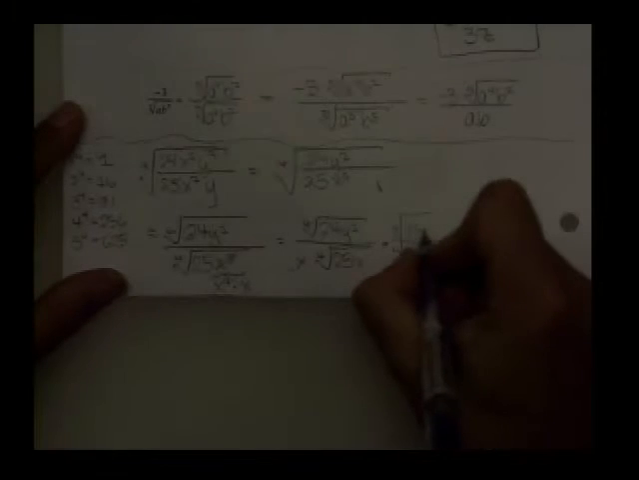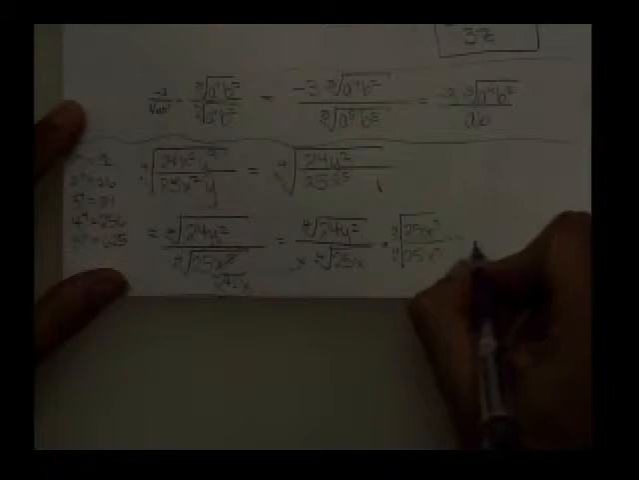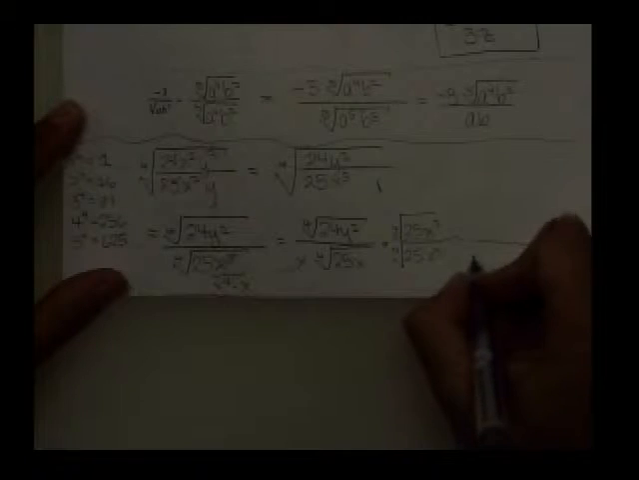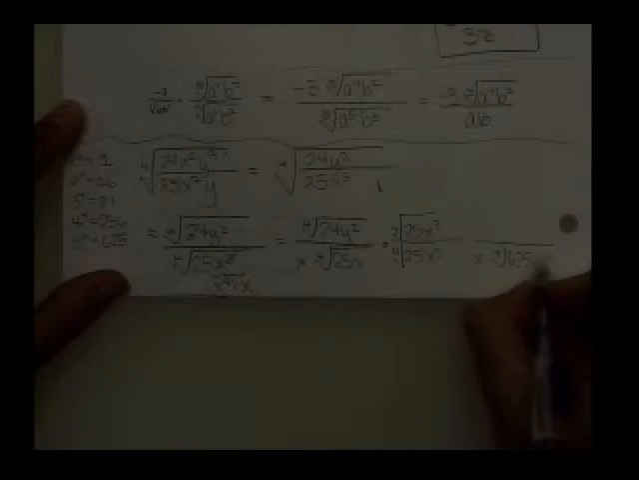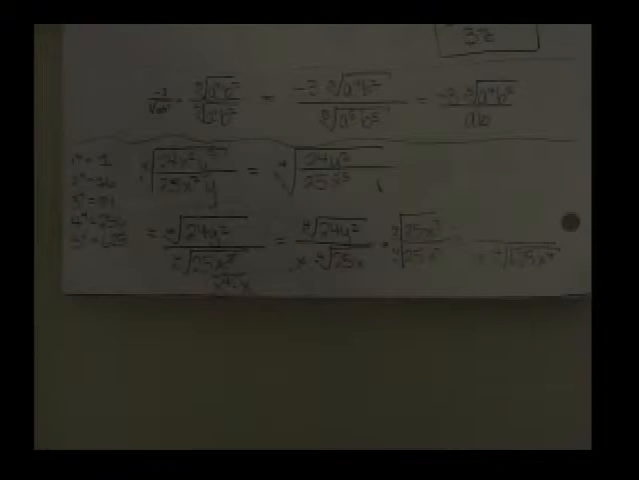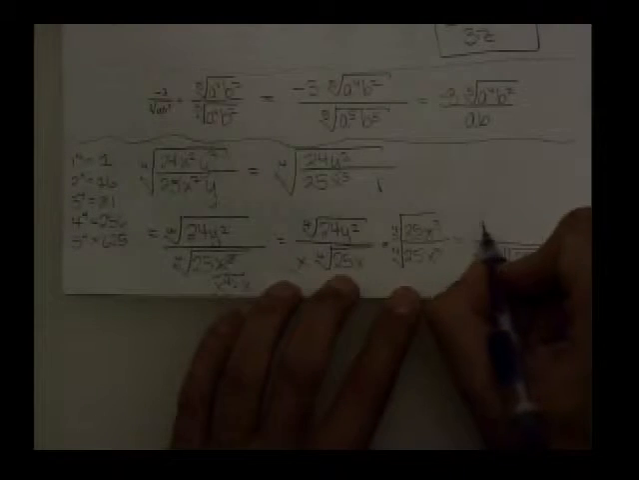And how many x's? 3. So x cubed. So in the bottom, we still have that one x out in front, times the fourth root of 625 x to the fourth. And then in the top, we're going to have the fourth root of 24 times 25. Is that 600?